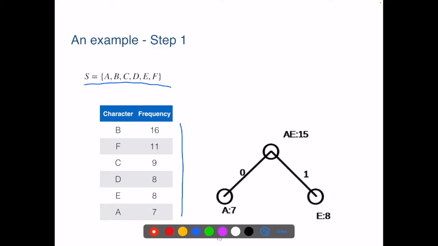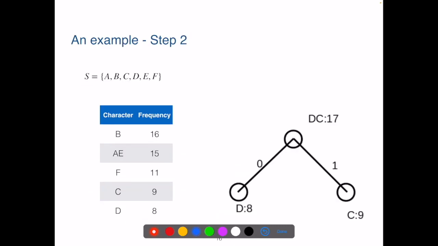In the first step, we take the least frequent two characters, A and E, and create their corresponding leaf nodes in the tree, A and E, and we connect them to a common parent node, AE, with a frequency 15. We assign 0 to one branch and 1 to another branch. The order does not matter. Next, we update the table by replacing A and E with AE together.